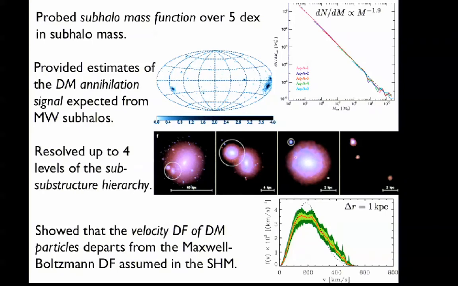Those simulations have probed the subhalo mass function over five orders of magnitude. They have provided the first estimate of the dark matter annihilation signal expected from Milky Way subhalos. We have been able to resolve up to four levels of the substructure hierarchy. There is substructure: dwarf galaxy satellites of the Milky Way have their own substructure, and you can resolve those levels. And they show that the velocity distribution function of dark matter particles is not the Maxwellian, as is assumed in the standard halo models. These, of course, are averaged over shells of 1 kpc, and we have a resolution perhaps of 100%. We'd like to do better.